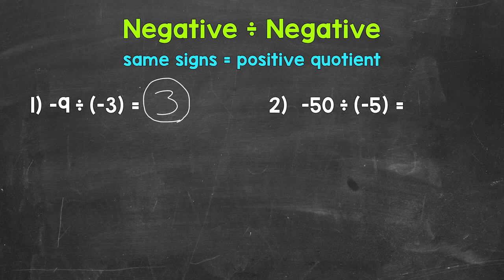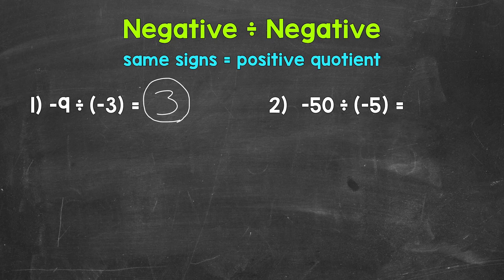Now, I like to picture and think through this as dividing negative 9 into groups of negative 3. In other words, how many groups of negative 3 are in negative 9? Or think about how many negative 3's can we pull out of negative 9? Well, 3 negative 3's. Again, our final answer, a positive 3.